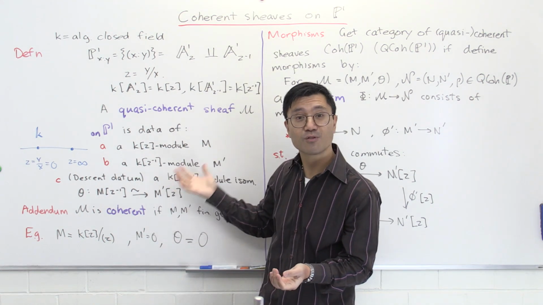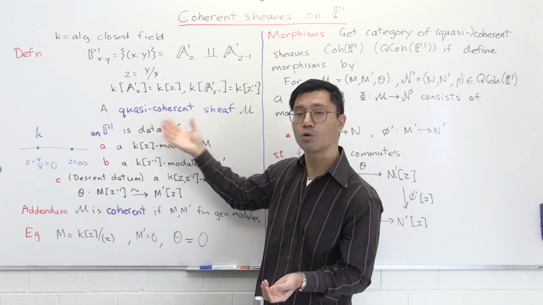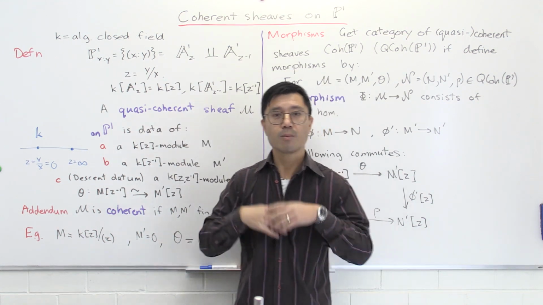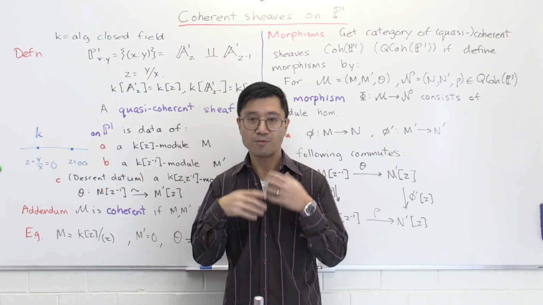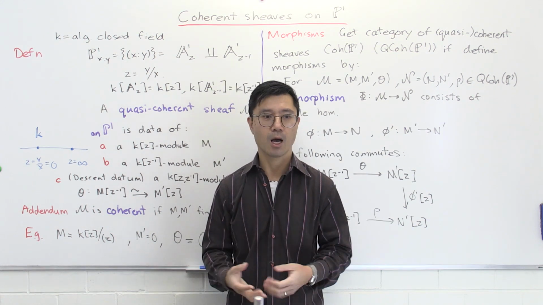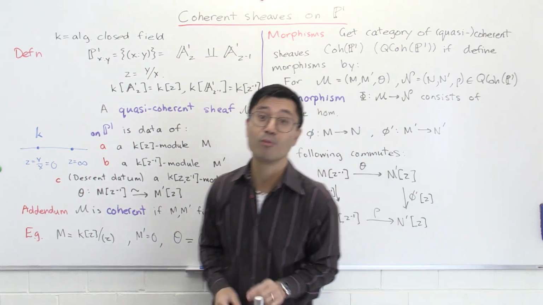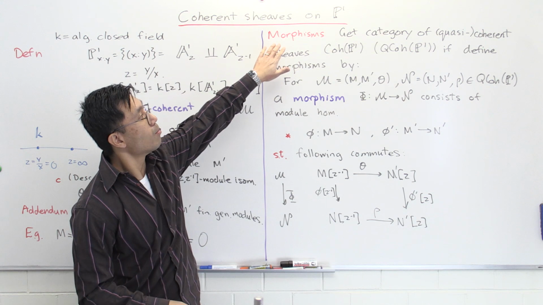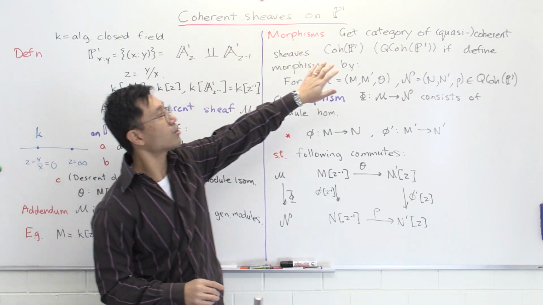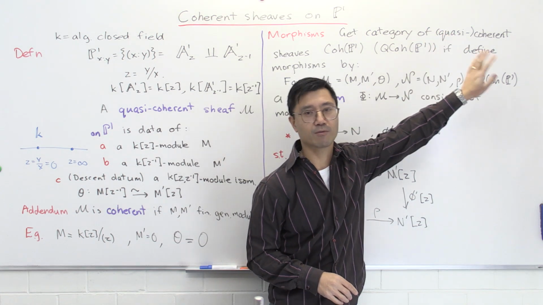Okay, so that defines for us the notion of what this object is, a quasi-coherent or coherent sheaf on P1. So the most important thing now, of course, as is often the case in mathematics, is how do you compare objects by looking at morphisms. Okay, and what is the category of morphisms? So that's the next thing I want to tell you about right now. So what is the morphism? We're going to get a category of quasi-coherent sheaves and also a full subcategory of coherent sheaves.